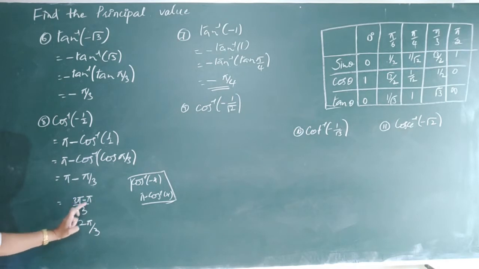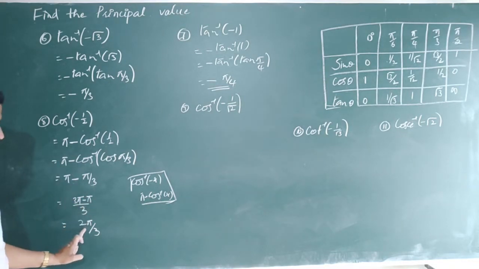Now take the LCM, 3 is LCM. So 3 into pi minus 1 into pi, we have 3 pi minus pi. Therefore we have 2 pi by 3.